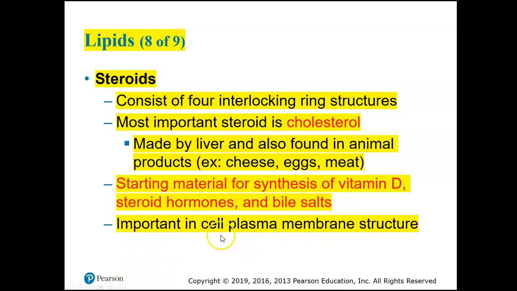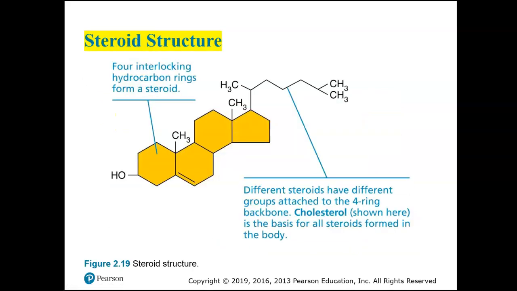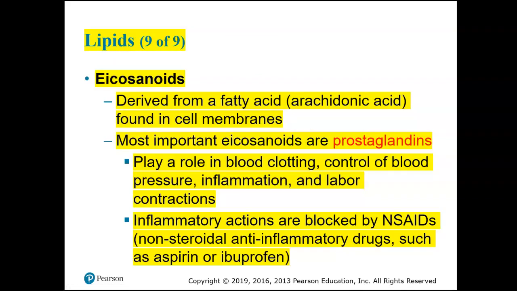Cholesterol is also important in the plasma membrane. In addition to phospholipids, cholesterol is also found in the plasma membrane of our cells. This is the basic structure of a steroid. Basic structure of cholesterol is 4 rings. And the testosterone and estrogen are just modified. There will be a little change, a little modification, but it's still 4 rings.